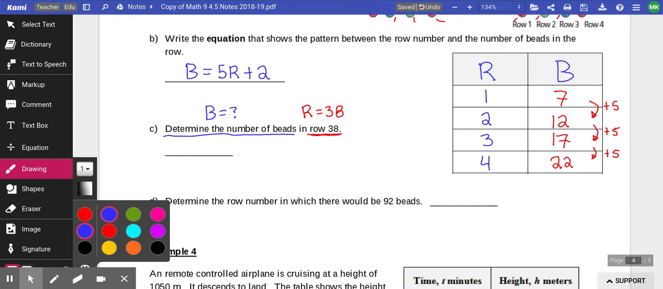So if we try this, I'm going to go to my equation. I'm going to change R to be 38. So I have B equals 5, instead of R, I'm putting 38, plus 2. This thing can go in your calculator now. So if you tried it, you should get 192. Is that what you got? Awesome. So the answer is the number of beads would be 192.